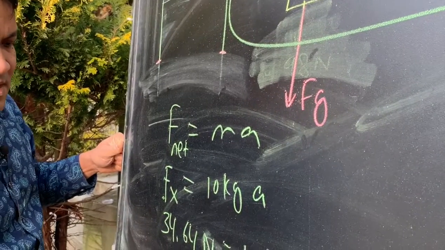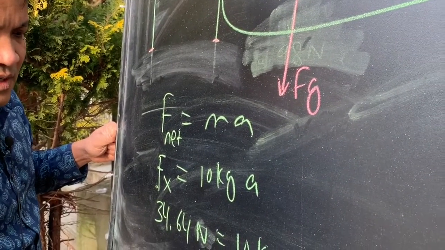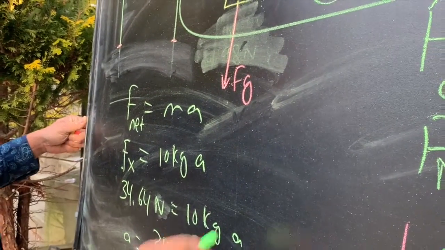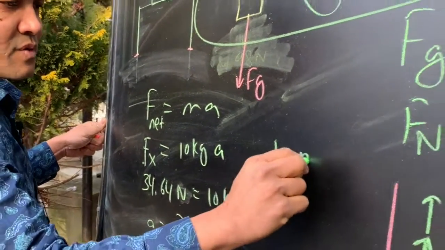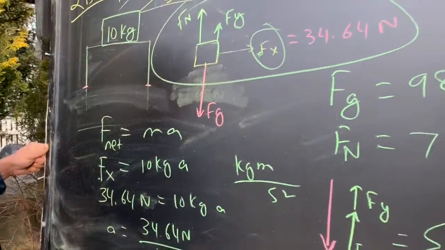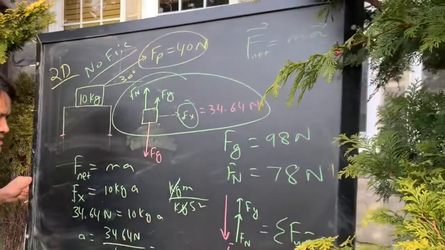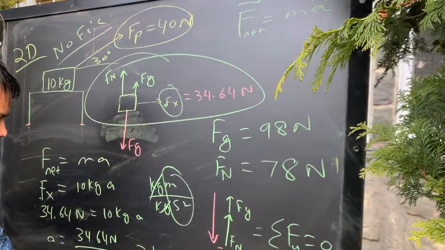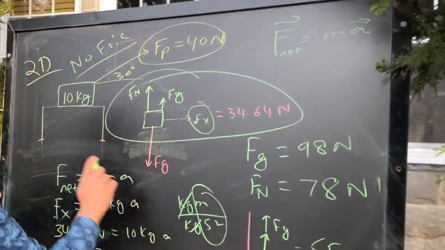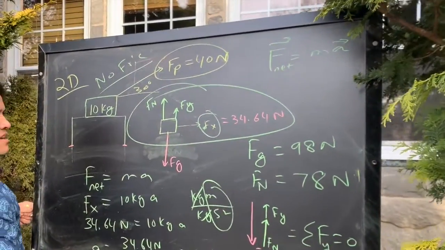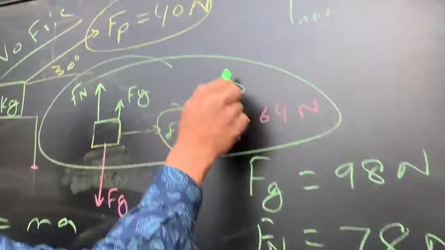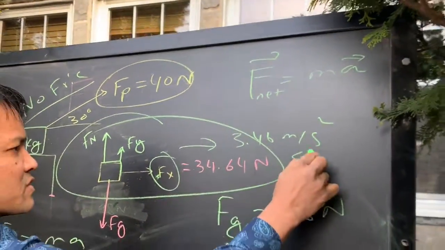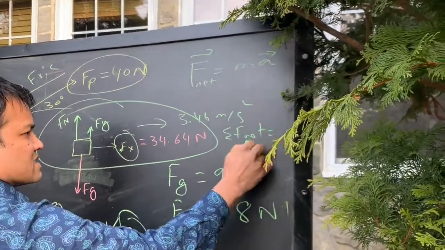So a is 34.64 Newton divided by 10 kilogram. Newton is kilogram meter per second squared, and this is kilogram, so the kilograms cancel, leaving meter per second squared. So this is 3.46 meters per second squared. So the box accelerates in the x direction at 3.46 meters per second squared, because there is a net force in the x direction, which is 34.64 Newton.